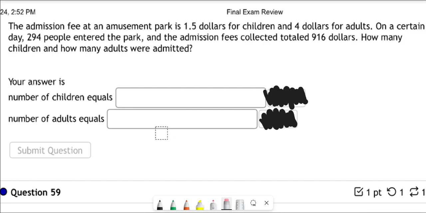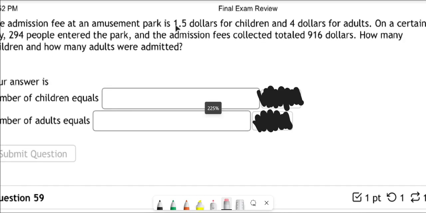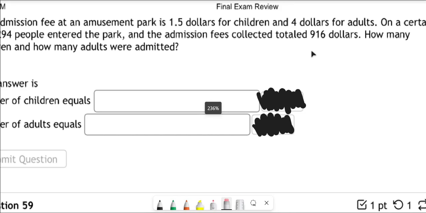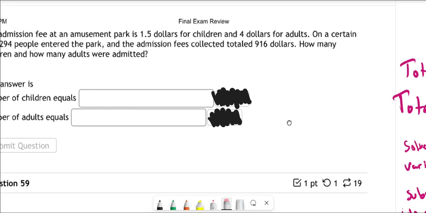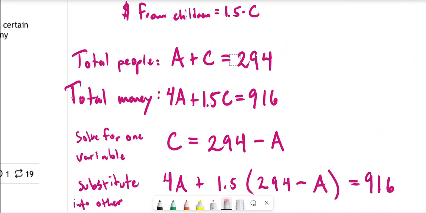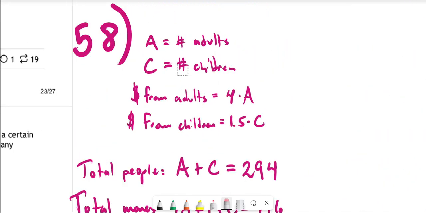To do this, we have to take advantage of the fact that we've been given two items of information here. We've been given the total number of people in the park. We've been given the total amount of money collected from those people. That lets us set up two facts. Let's call the number of children C and the number of adults A. Then the amount of money we're going to collect from adults is $4 times A, the number of adults. Likewise, the total amount of money coming from children is 1.5 times C, the number of children.